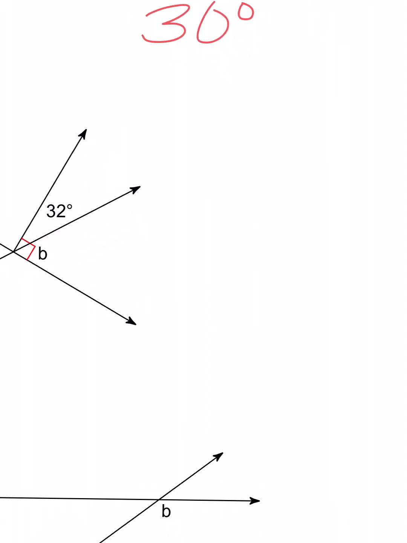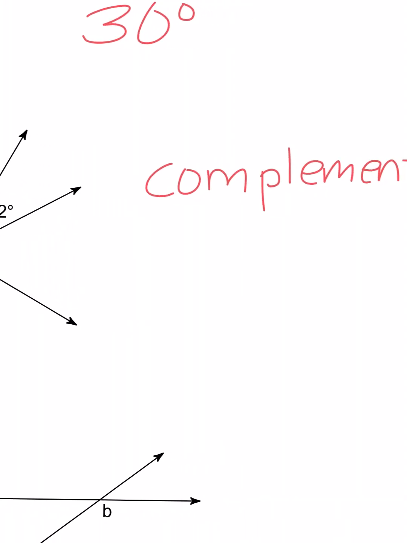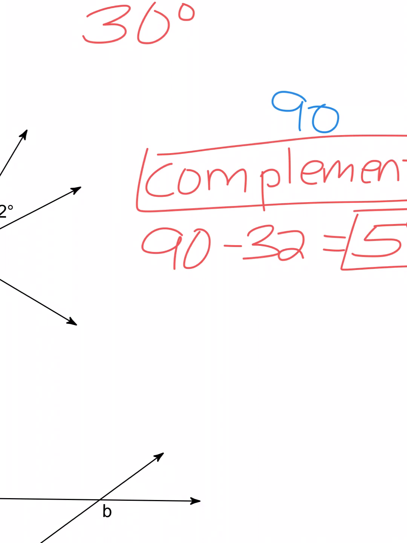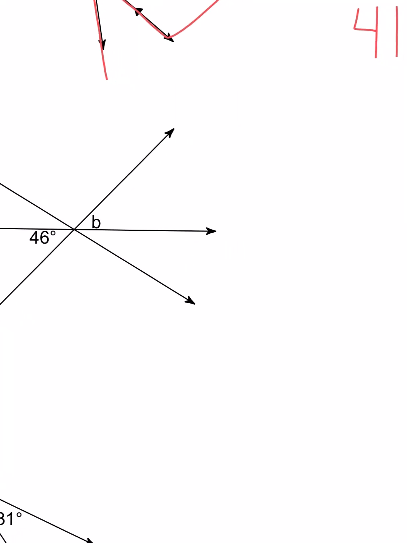All right, number 5. Dead giveaway. The box. What's that angle pair called? Complementary. What number goes with complementary? 90. Okay, complementary goes with 90. How can I find that missing angle measure? Subtract from 90. 90 minus 32 is 58. So I have my 2 answers. Can I use complementary again? No.